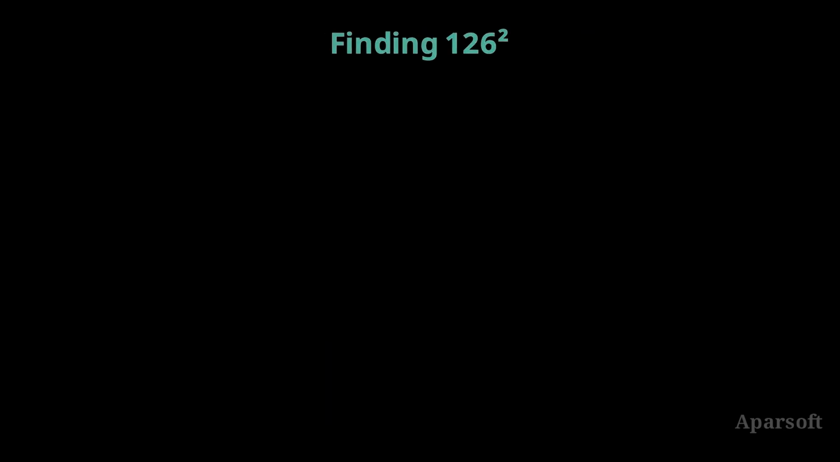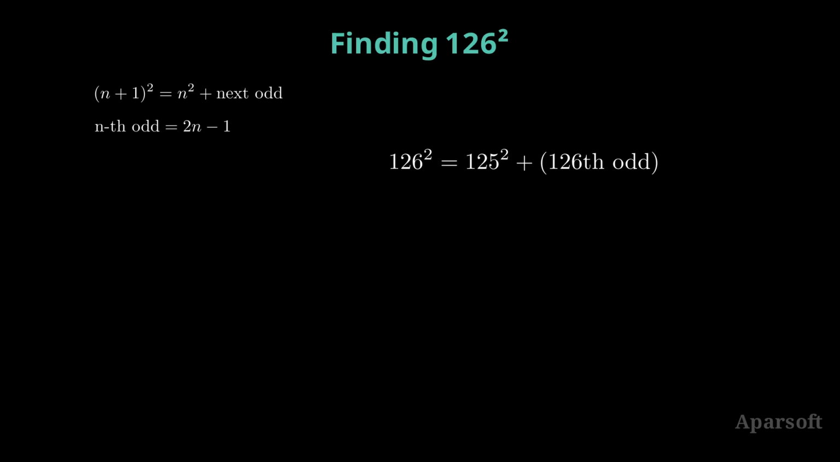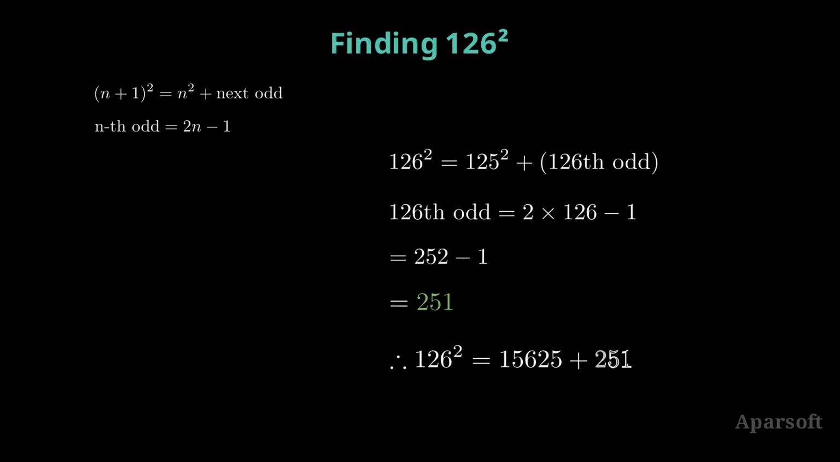Now, we have everything we need to solve our problem. Remember our two key facts. 126 squared equals 125 squared plus the 126th odd number, because we are going from the 125th square to the 126th square. What is the 126th odd number? It can be written as 2 times 126 minus 1. 2 times 126 is 252. 252 minus 1 is 251. See how fast that was? So 126 squared equals 15,625 plus 251. And there we have it.